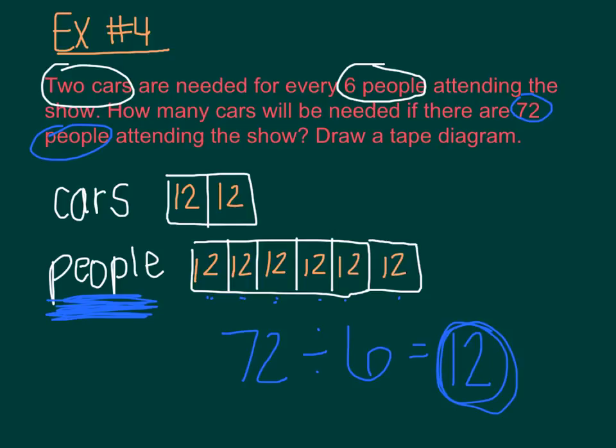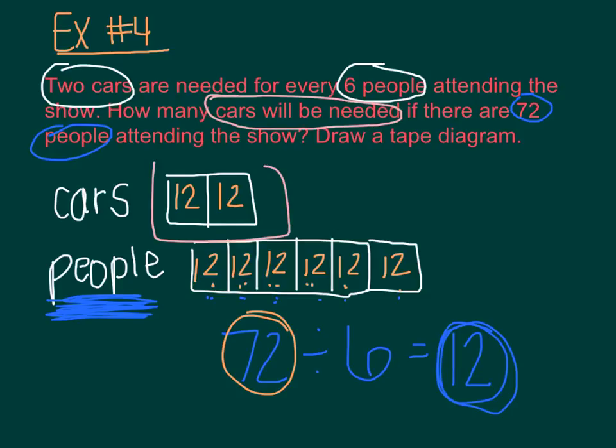So let's think about this really quick. We know that there's 72 people. So that makes sense that there would be 12 in each of these boxes, because if I add 12 plus 12 plus 12 plus 12 plus 12 plus 12, I'm going to get 72. But that's not what I want to know right now. I want to know how many cars are needed. So here's my cars. I have 2 of them with 12 in there each. So 12 plus 12 equals 24 cars.